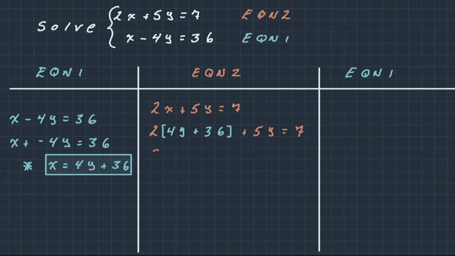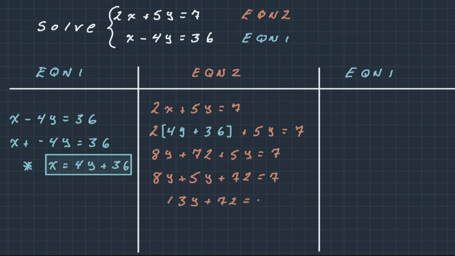Now we're going to need to go ahead and expand here. So we get 8y plus 36 times 2 will give us a product of 72 plus 5y is equal to 7. Using the commutative law of addition here to add those like terms, we are going to end up with 8y plus 5y plus 72 is equal to 7. So we're throwing in a couple extra steps here. Now we're just going to go ahead and add those like terms. 8y plus 5y gives me a sum of 13y plus 72 is equal to 7.